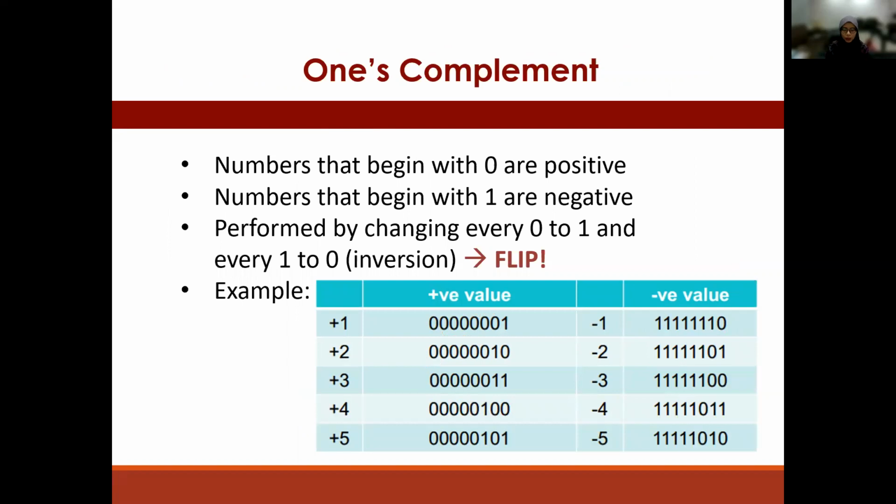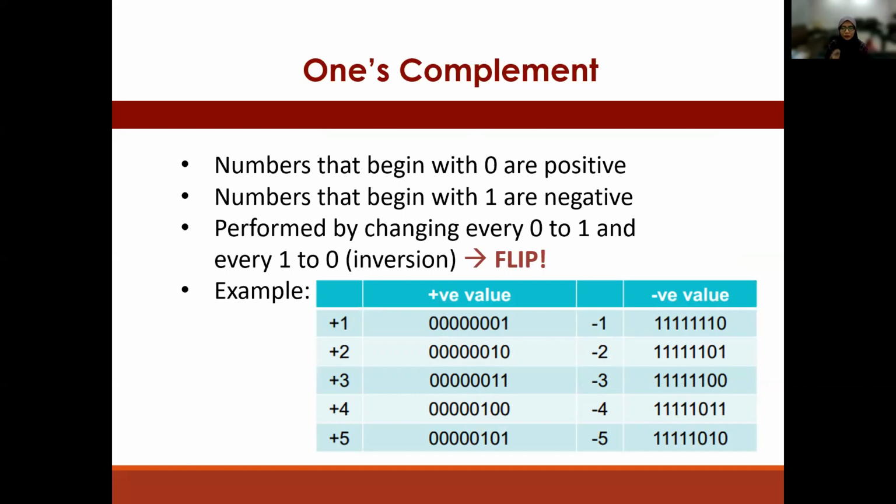One's complement. For one's complement, the numbers that begin with 0 are positive, and the numbers that begin with 1 are negative. What we need to do is change every 0 to 1 and every 1 to 0. We do the inversion, the inverse, or the flip.